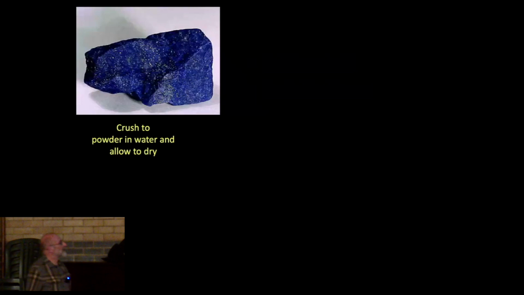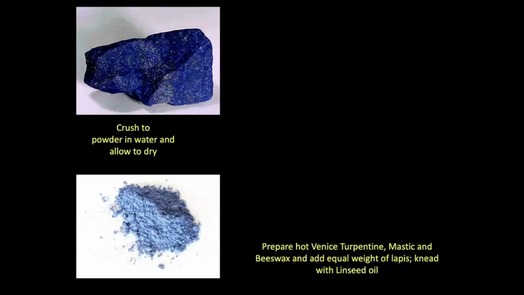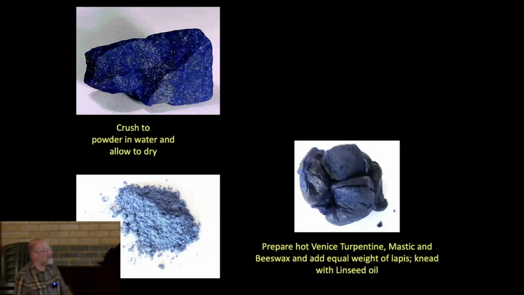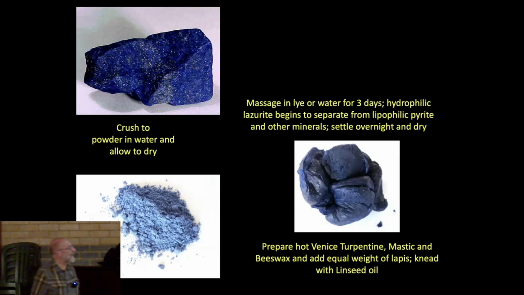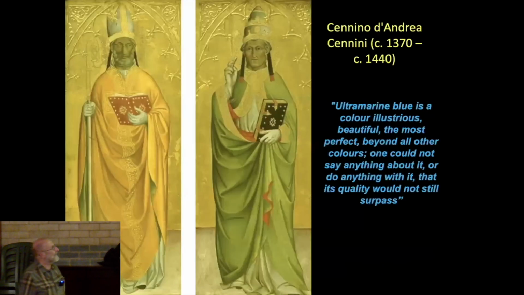So what you do is you crush it to a powder, allow it to dry, and you end up with this sort of color. But then if you put hot Venice turpentine over it, mastic and beeswax, mix it all together, you get this sort of squidgy mass, which you can then allow to soak in water or a lye, and the minerals begin to separate out. The hydrophilic parts begin to separate from the pyrite and the other minerals. That gives you your intense blue color of pigment like you've got there.